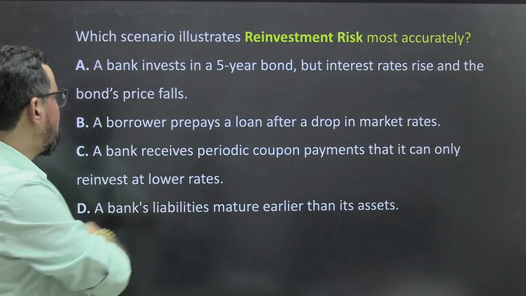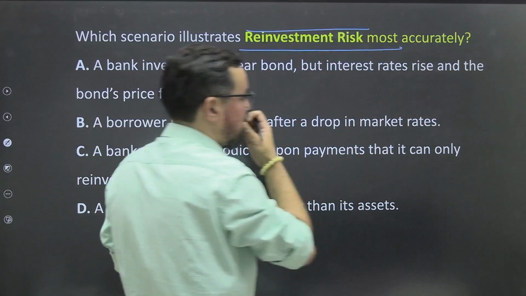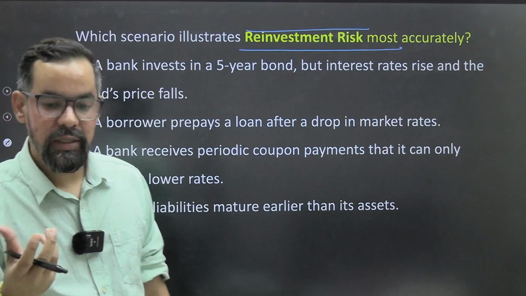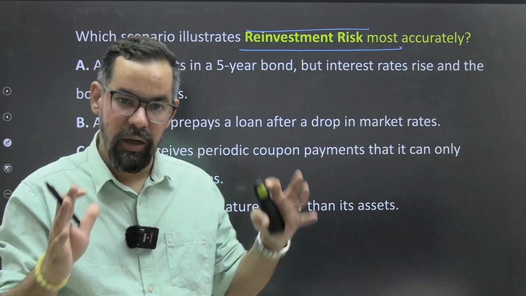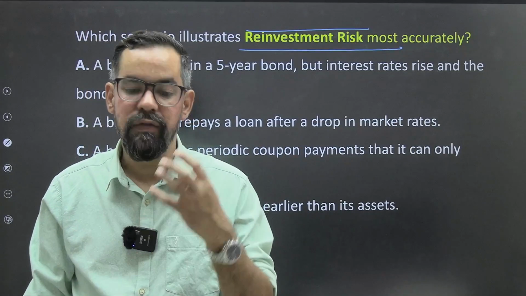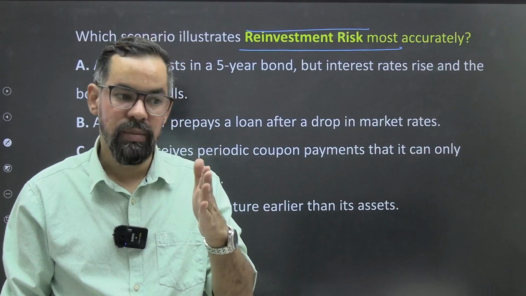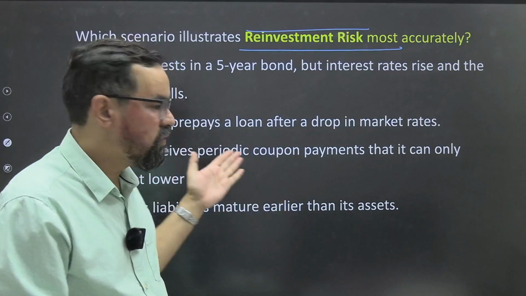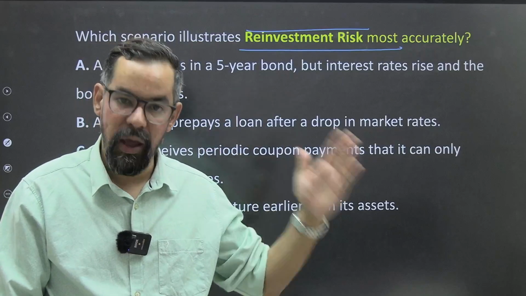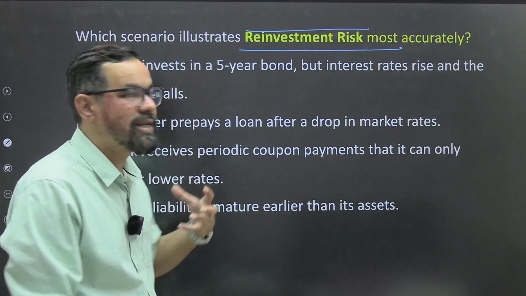Okay. Next one, which scenario will illustrate the reinvestment risk? Now, for interest rate risk, these all come under interest rate risk. So our bank can face interest rate risk due to ALM mismatch, due to reinvestment, due to price, due to embedded option, due to call risk. Okay. So now what is reinvestment risk?